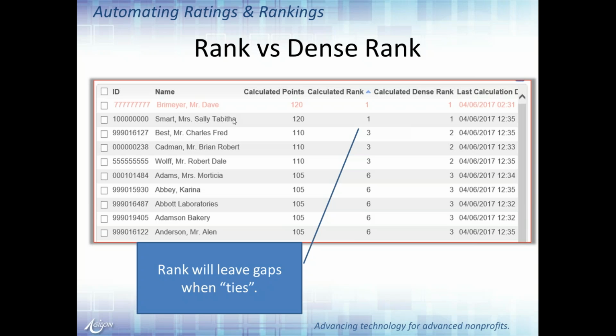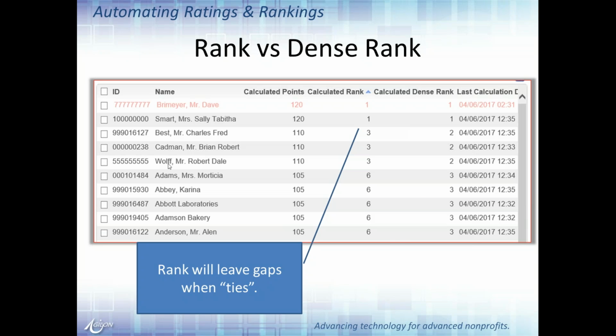But you notice that the next person down, which is Charles Best, Mr. Cadman, and myself, we all tied with a score of 110. Because Sally and Dave tied for the first rank, it had taken up the second position, and all we had left are third positions. So with rank, it leaves gaps when there are ties. In this case, we only have a first position, a third position, and a sixth position, and that takes up the first 12 people that are in our list.